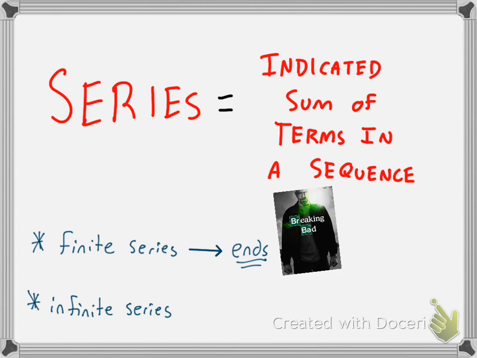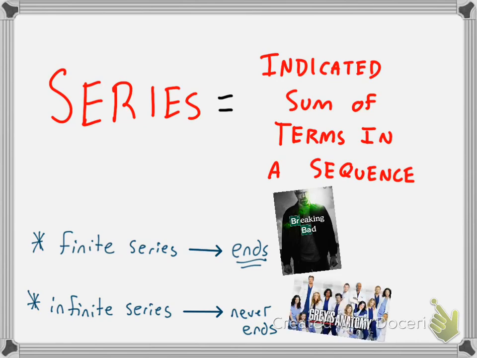An infinite series, on the other hand, is something that could go on forever. So comparatively, you could think of a storyline like Grey's Anatomy, where that's been running for like 20 seasons, and they could just keep going forever and ever and ever. There's no terminating or definitive storyline in there.